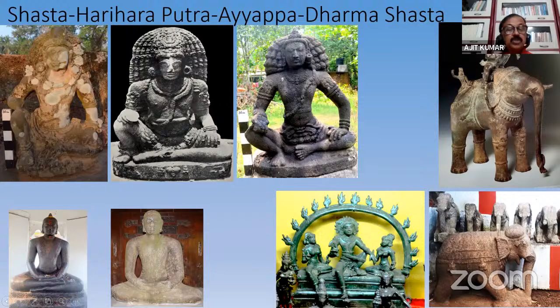And it is interesting to note that during later times we notice a development in the iconography of this particular image. In earlier images, he was not assigned wives or a vahana. He was just shown sitting on a stone basement. But subsequently, he comes to be associated with the elephant as his vahana, and he also comes to be assigned two wives, Purna and Pushkala, who were brought into the worship of Shasta.